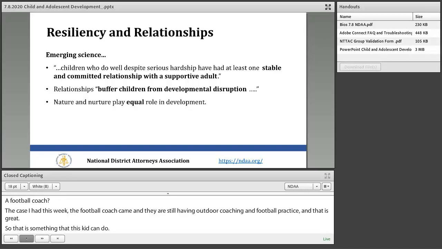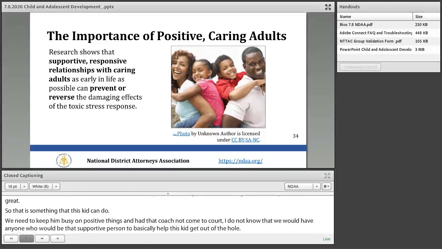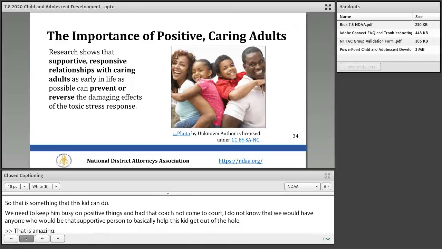And had that coach not come to court, I don't know that we would have had anyone who would be that supportive person to basically help this kid get out of the hole. That's amazing. So that's what we're talking about, positive caring adults.